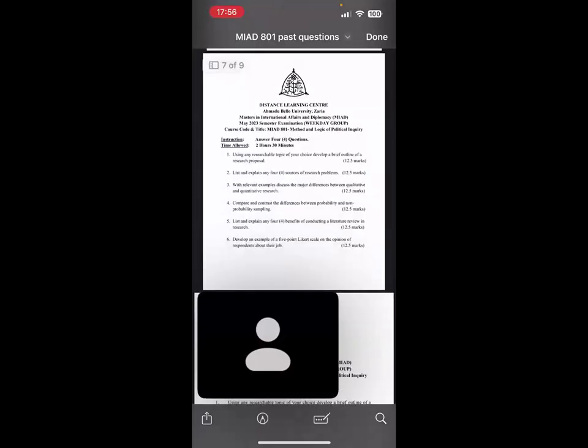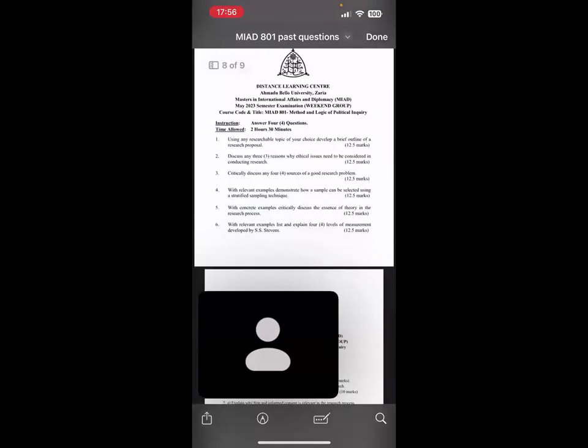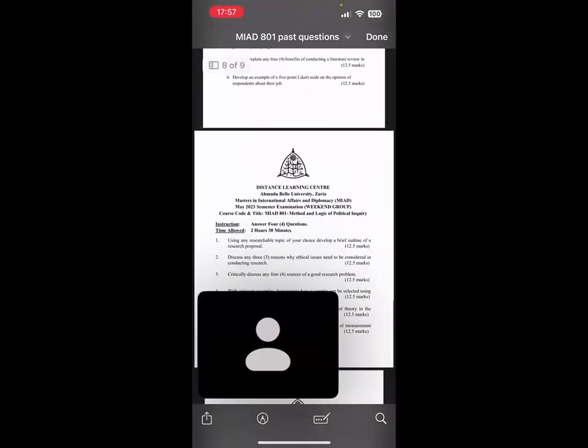What about here? None. Number 4. Okay, compare and contrast the differences between probability and non-probability sampling. Thank you very much. That's 5 questions out of 8. 5 questions are showing sampling. Why are 3 not showing? Okay, is it 8?